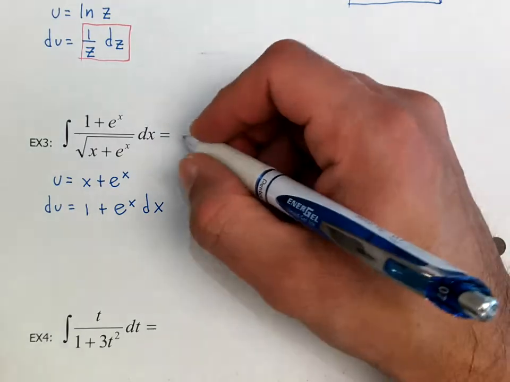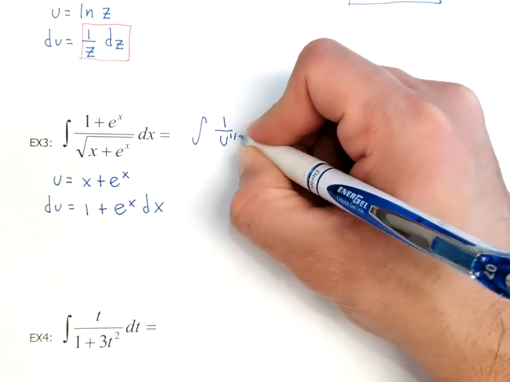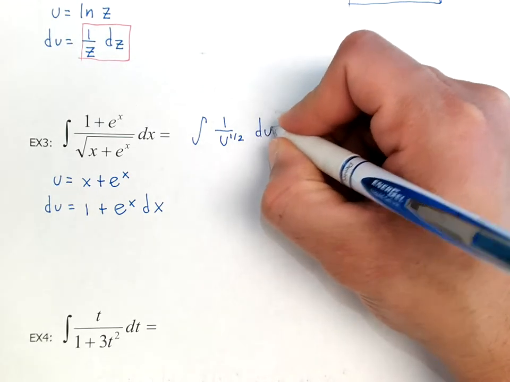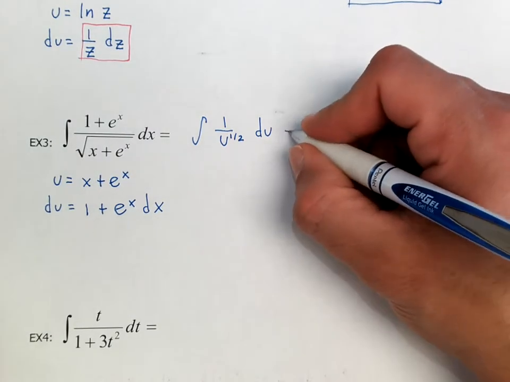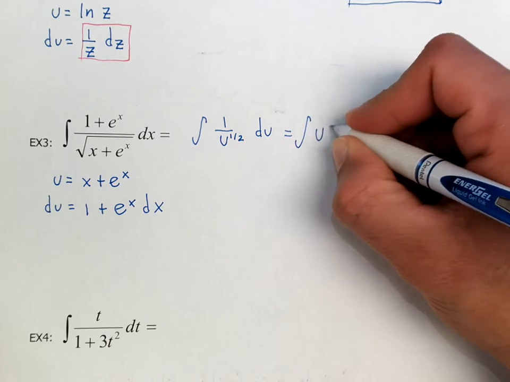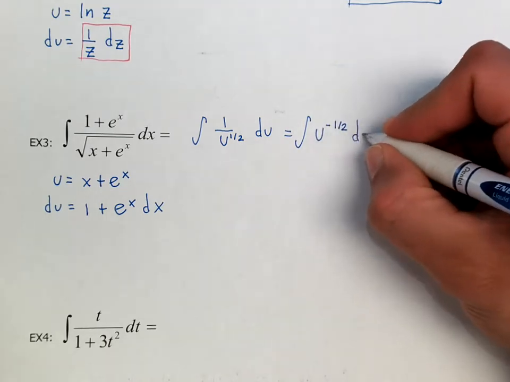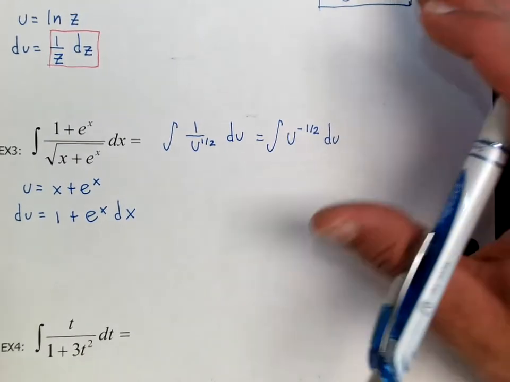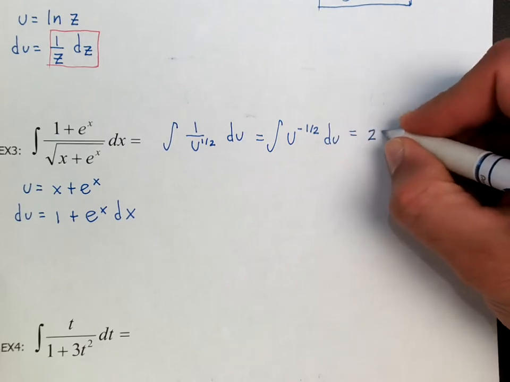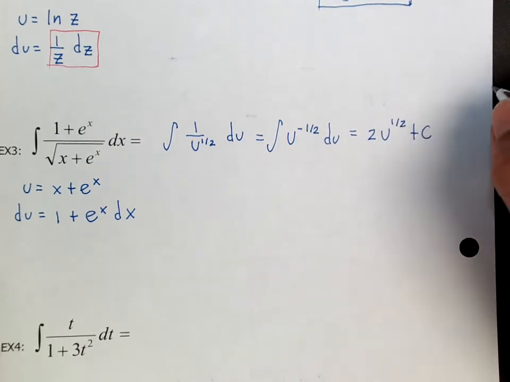Easy example again. So this is going to be equal to 1 over u to the 1/2 power du. Okay? So, well, we're going to have to integrate that. So let's make sure and put this as a negative exponent first. And now I'm going to integrate that. So this is going to be equal to 2u to the 1/2 power plus c.